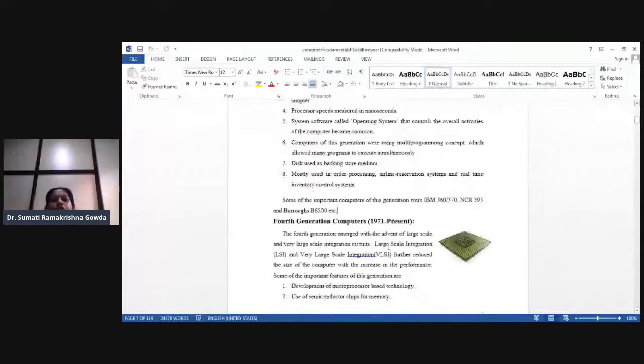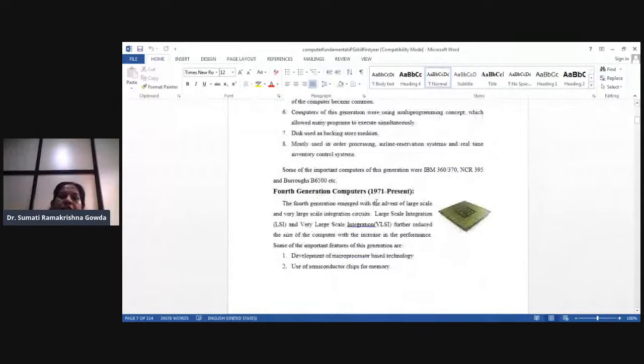Next, evolution of fourth generation computers. 1971, fourth generation started till present. The fourth generation emerged with the advent of large scale and very large scale integration circuits, that is LSI and VLSI. Further means microprocessor. We call this large scale, and VLSI means the microprocessor.